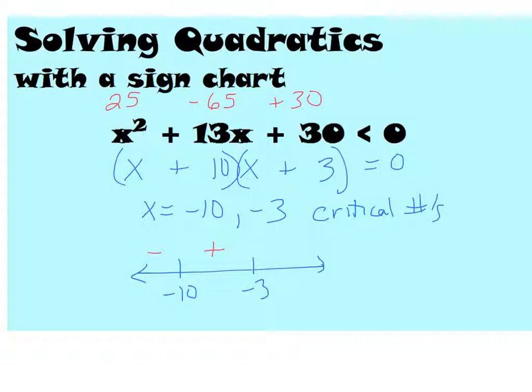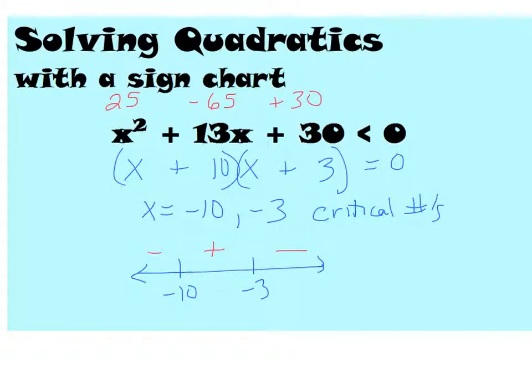Okay, let's try one more. I have to pick a number up here. Now I usually pick something that's close to it, but I think I'm going to go with 0. 0 is easy to plug in because that's going to be 0 plus 0 plus 30. So that's 30, and 30 is not smaller than 0, so it's not going to work. So I end up with all the values in here working, but nothing outside of that.